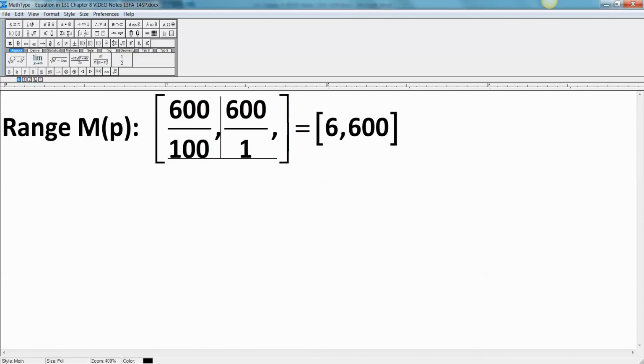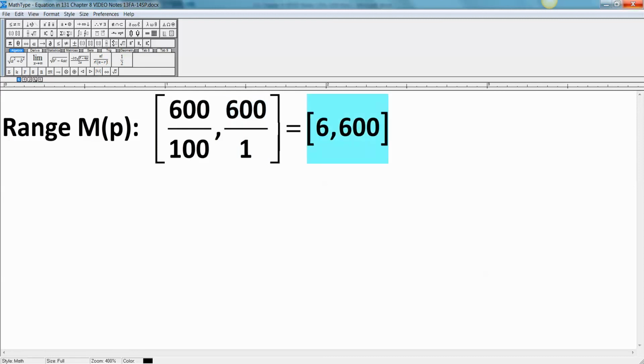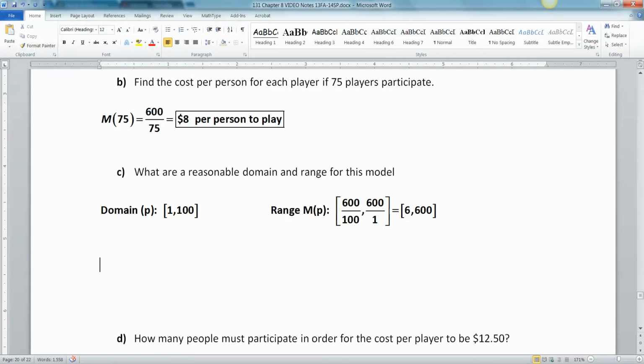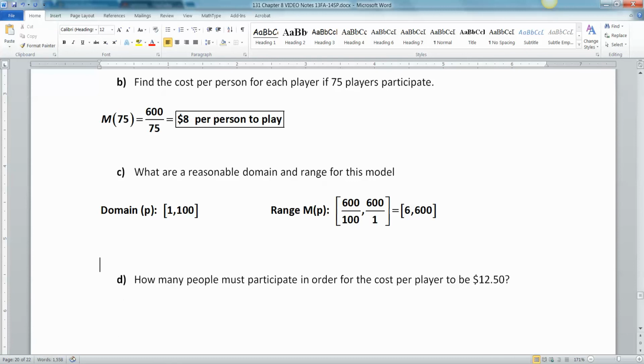The least amount you could have to pay is when the most people show up, so that's your lower number. And the most you could have to pay is if 1 person shows up, then they're stuck paying all $600. Sucks to be them, right? If I were them, I'd just walk right back out. So if everybody shows up, everybody pays $6. If 1 person shows up, they pay all 600. Follow? And we have to put this in order from lowest to highest. All right, so there's the domain and the range.